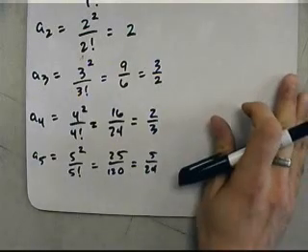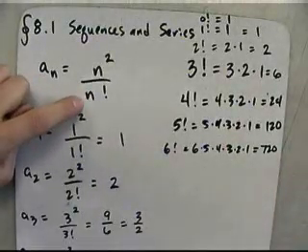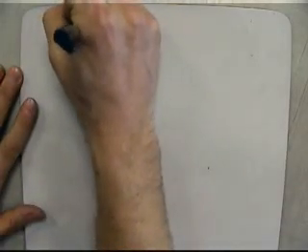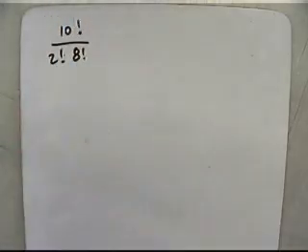Now, one of the big patterns that we'll be seeing is this factorial pattern. And we want to do a little bit of manipulation with factorials, and I'll show you kind of how some of those work with our manipulation. Let's say I gave you 10 factorial, and I divided that by 2 factorial, 8 factorial.